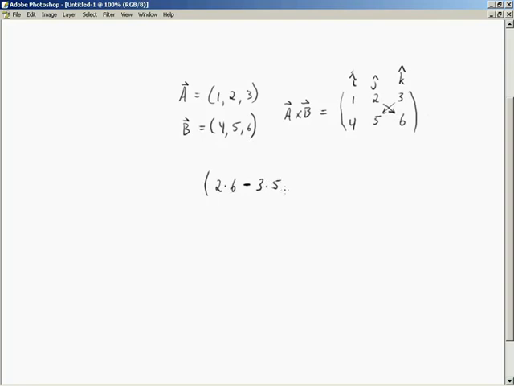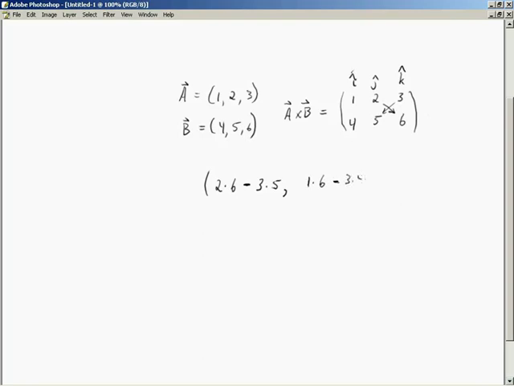Now, the next one. Go ahead and close off the parenthesis there. The next one, we're going to disregard the J component. Pretend this guy doesn't exist for a minute, and we cross multiply again. So we're going to do 1 multiplied by 6, minus 3 multiplied by 4.